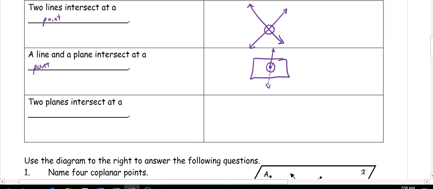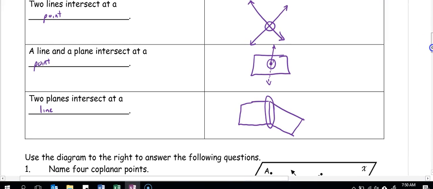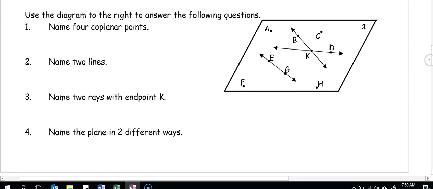And the last one is two planes. So think about when two walls meet at a corner, they are going to form a line. So if I have a plane and then I draw another plane, this line is going to be their intersection. So let's use the diagram to answer some questions now.